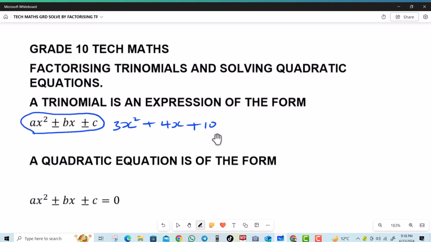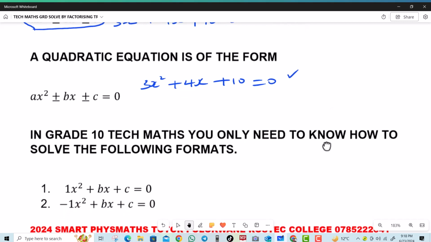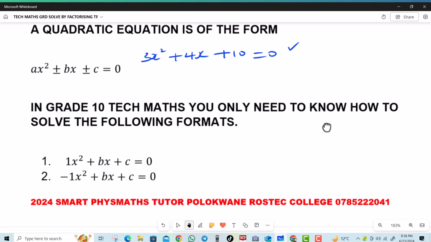Now, when we get an equal sign, like in this case, it becomes a quadratic equation. For example, we can talk about again 3x squared plus 4x plus 10 equals 0. So here we factorize, and here we solve. Now in grade 10 technical mathematics, we need to know only the following formats.